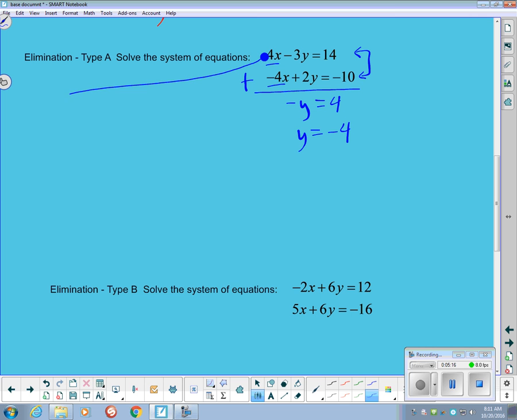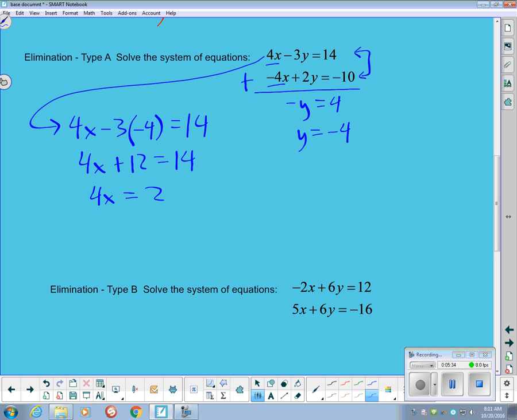If I pick the first one, I could say that 4x minus 3 times y, which I now know is negative 4, is equal to 14. So 4x plus 12 is 14. That means 4x is 2, and dividing by 4 on both sides, x would be 1/2.